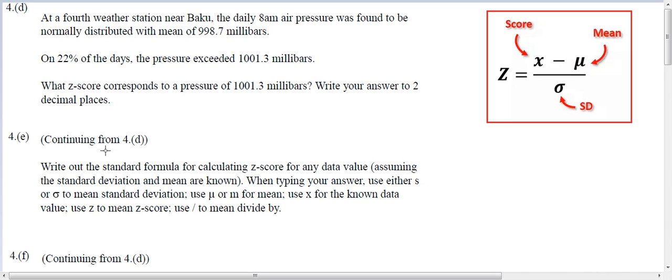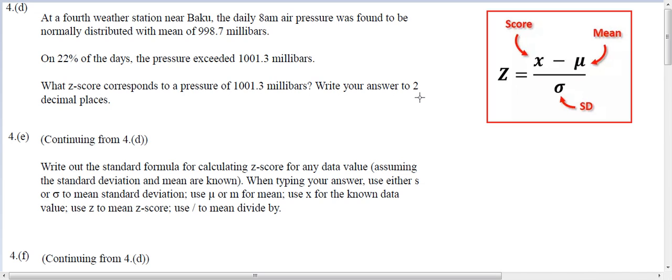At a fourth weather station near Baku, the daily 8 a.m. air pressure was found to be normally distributed with a mean of 998.7 millibars. On 22% of days, the pressure exceeded 1001.3 millibars. What z-score corresponds to a pressure of 1001.3 millibars? Write your answer to two decimal places.